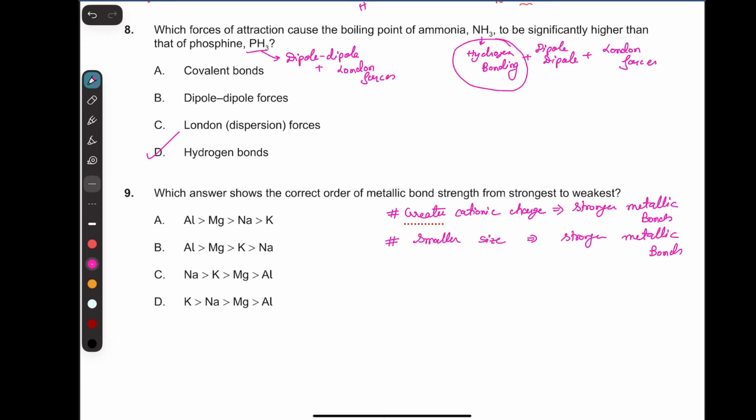So we need to check for both cationic charge and size, but priority wise, first the charge and second the size. If you look at them, Al forms Al3+, Mg forms Mg2+, Na forms Na+, potassium forms K+. So Al and Mg will have stronger metallic bond strengths as compared to Na and K. So you can eliminate C and D. But between Na and K, Na has a smaller size, so sodium will have a stronger metallic bond strength compared to potassium. So the order in option A is correct.